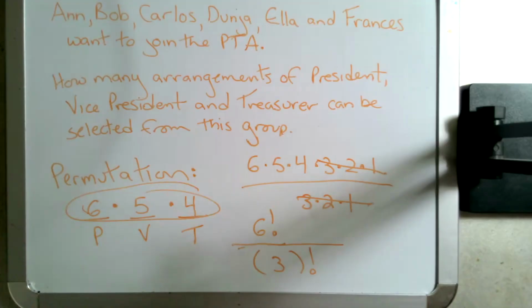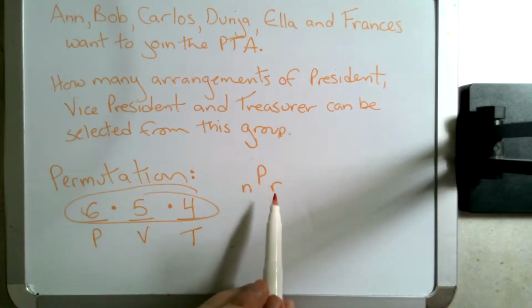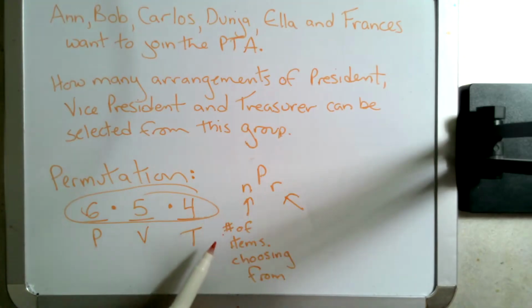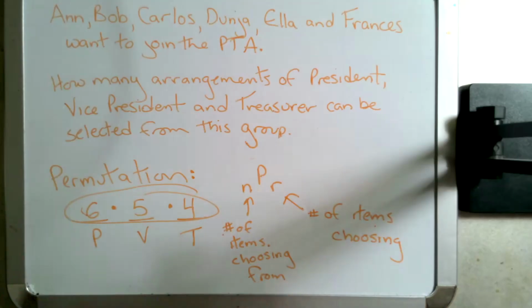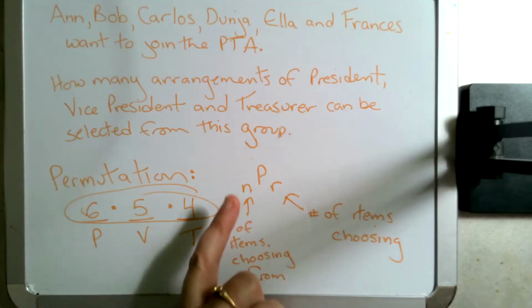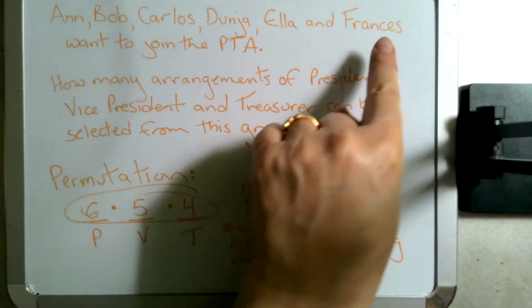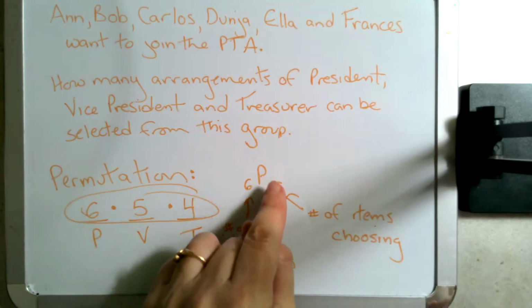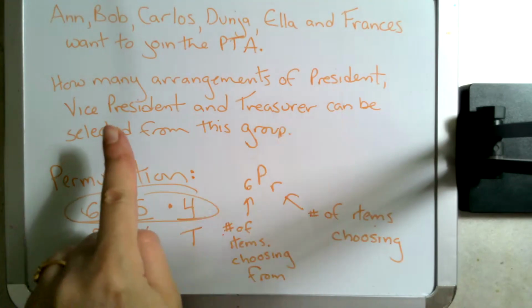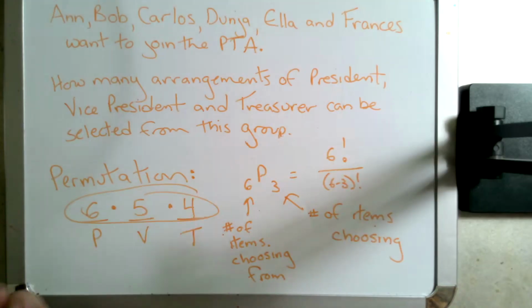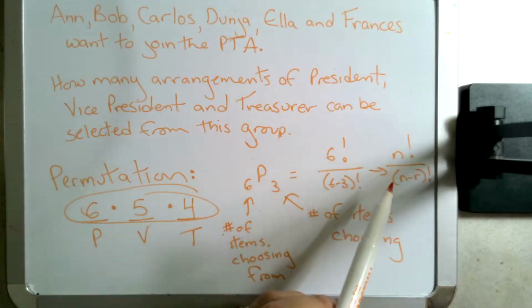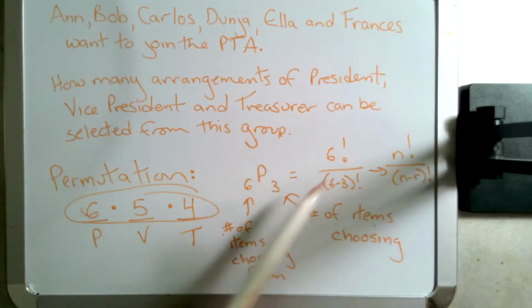Now, if that wasn't easy enough for you, nPr. What do you say? n is the number of items I'm choosing from. r is the number of items you're choosing. And P stands for permutation as opposed to combination, which we're going to look at next. So in this case, our n, the number of items we're choosing from, is a pool of 6 people. The number of items we're choosing, well, we wanted president, vice president, and treasurer. And so our formula would be generalized as n factorial over n minus r factorial, 6 factorial in this case, right?